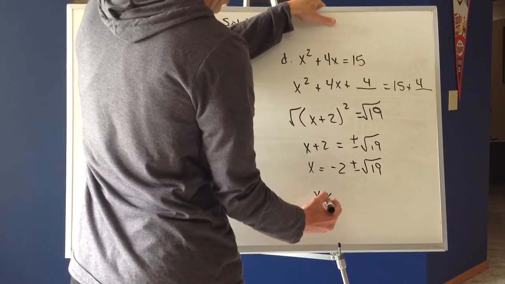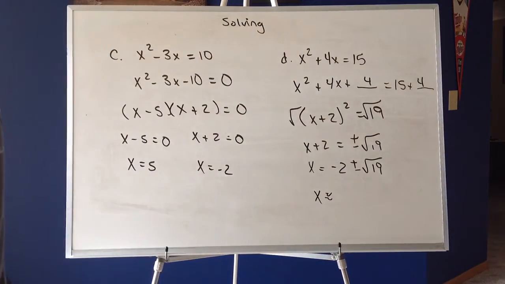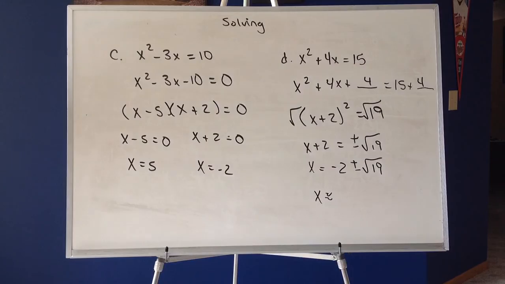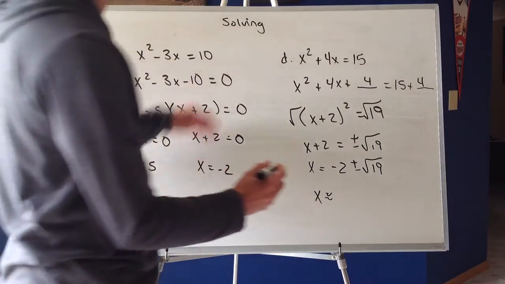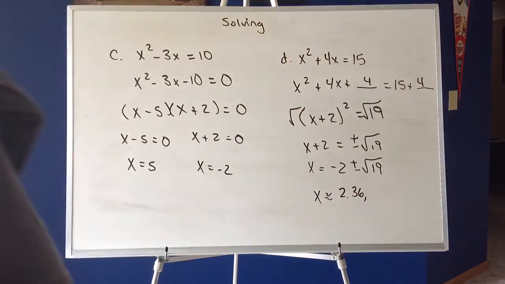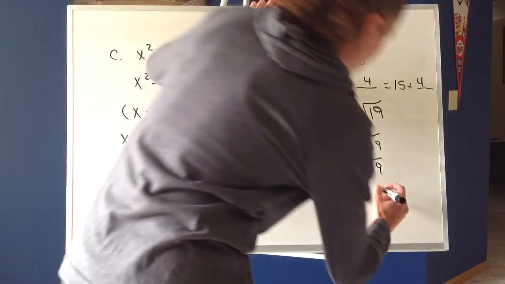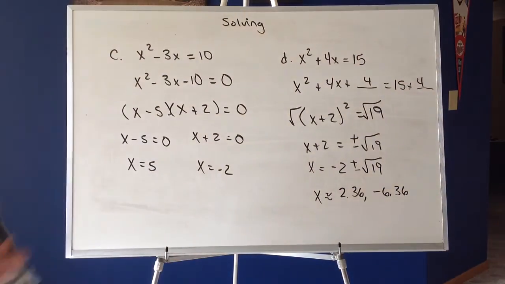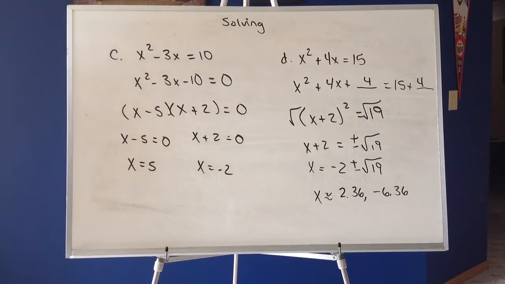At this point, we'll plug it in the calculator. So if you prefer that method, you could have. If you preferred the quadratic formula, you could have as well. What you'll end up with is 2.36, and you'll end up with -6.36. And again, you should get those answers no matter which method you choose.